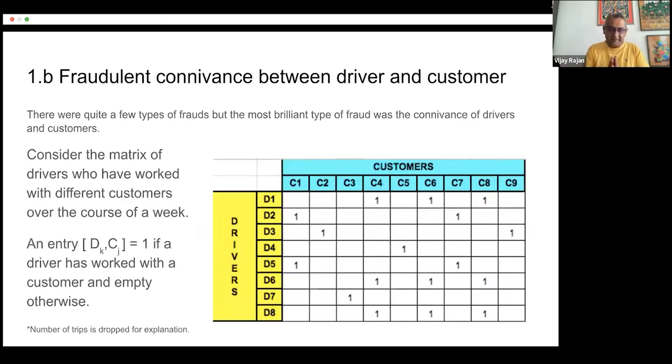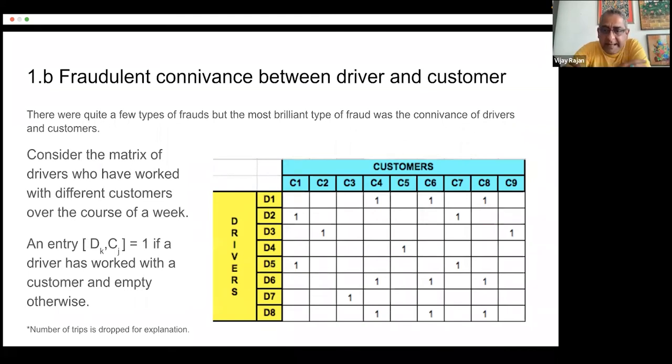So now imagine a matrix where you have drivers as your rows, and as columns, you have the customers. For simplicity's sake, I'm not putting numbers that are greater. I'm just keeping 1 and 0, 1 and nothing. 1 is that the driver has worked with the customer. So in this first case, D1, C4, is that this driver has worked with customer 4. This driver has worked with customer 6. This driver has worked with customer 8. So this is basically what the matrix is to begin with.